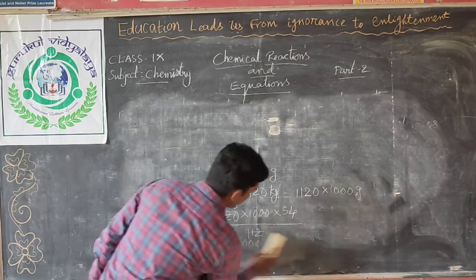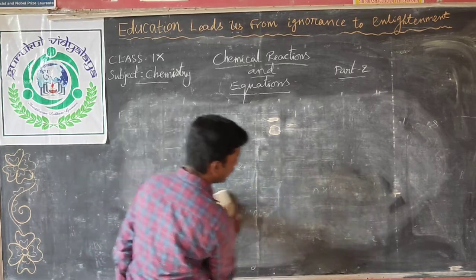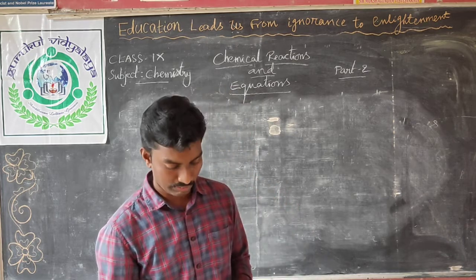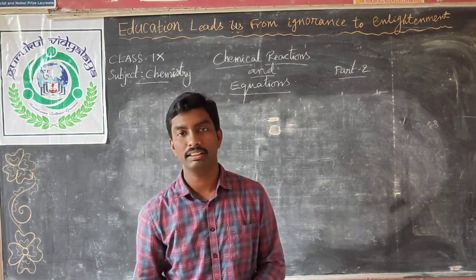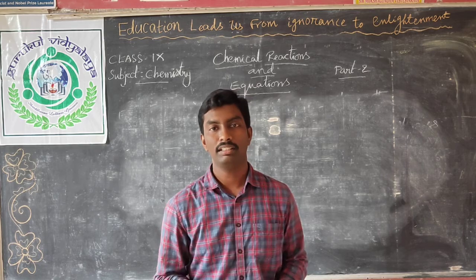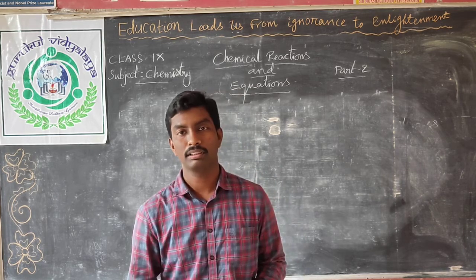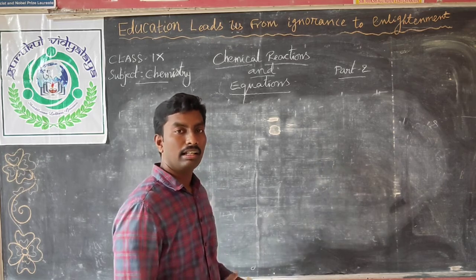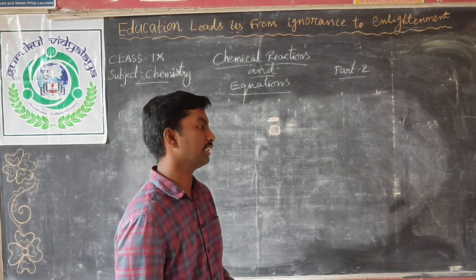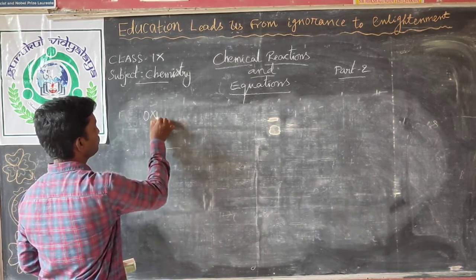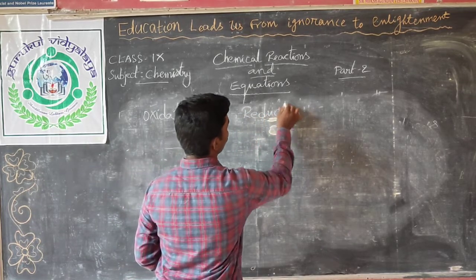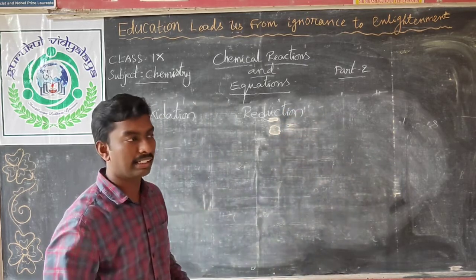Now, in the previous video we already discussed 4 types of chemical equations. The 4 types are chemical combination, chemical decomposition, chemical displacement, and the fourth one is chemical double displacement. Other than those 4 types of chemical reactions, 2 more types are there. Those are oxidation and reduction. Oxidation reaction and reduction reaction.